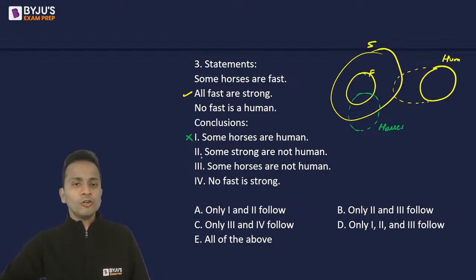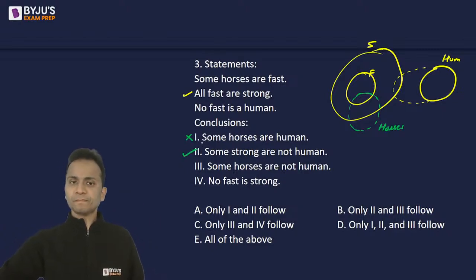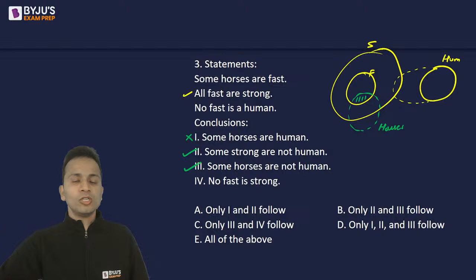Now moving on to conclusion number 2, some strong are not human. Now some strongs which are fast, these which come inside fast are definitely not human. So conclusion number 2 is definitely correct. Conclusion number 3, some horses are not human. Now some horses which are fast, this overlapped part, these are definitely not human. So conclusion number 3 is also correct.